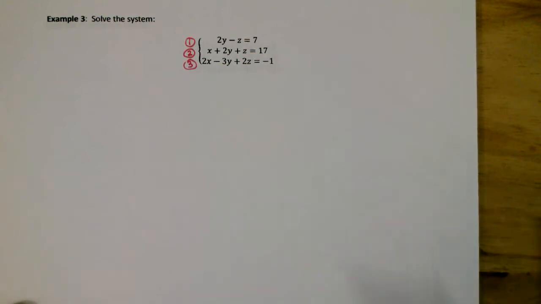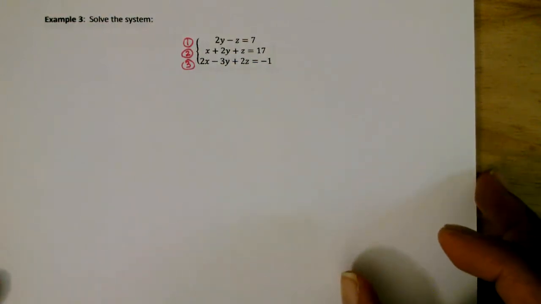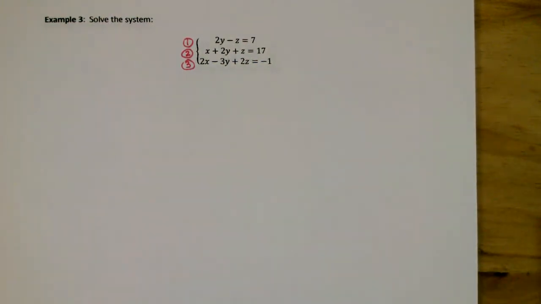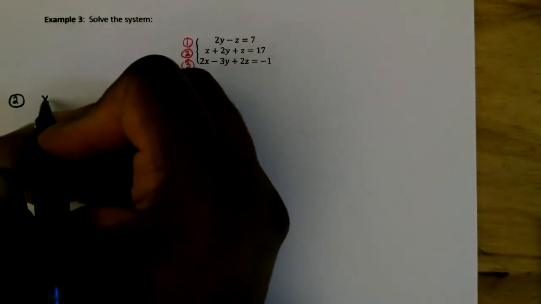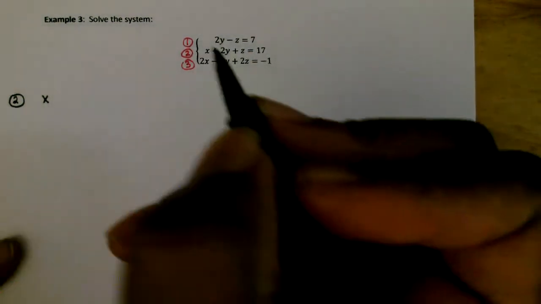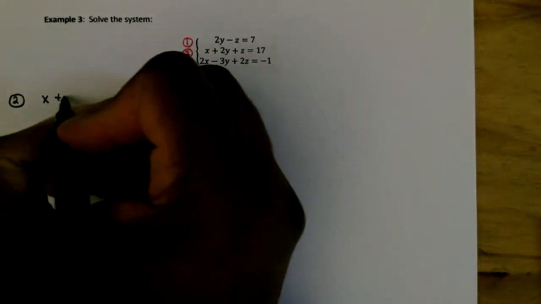And then we can find out what the value of one of the variables is using the addition or elimination method. So here, my second equation is this. The second equation is x plus 2y plus z is equal to 17.